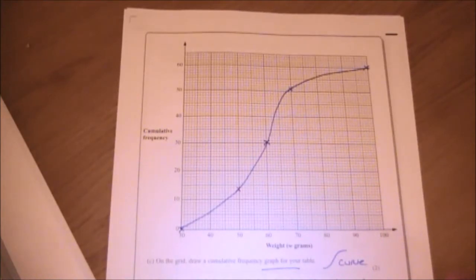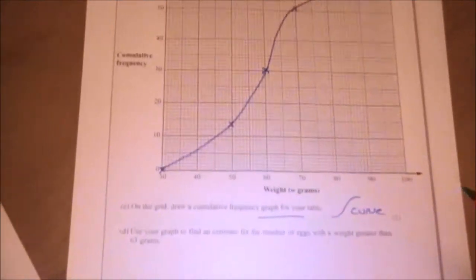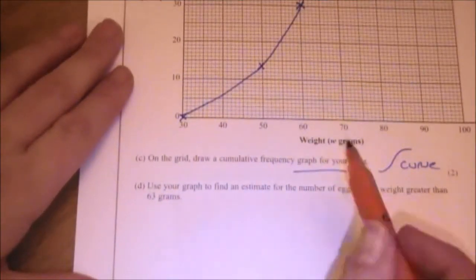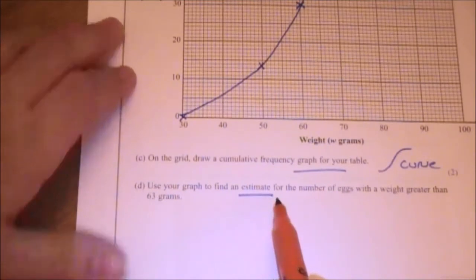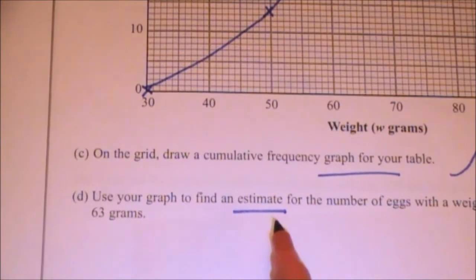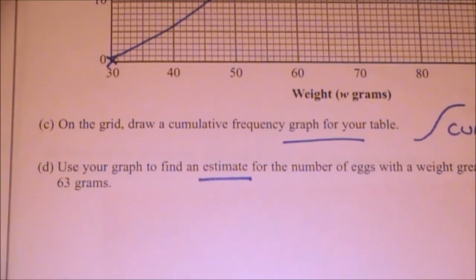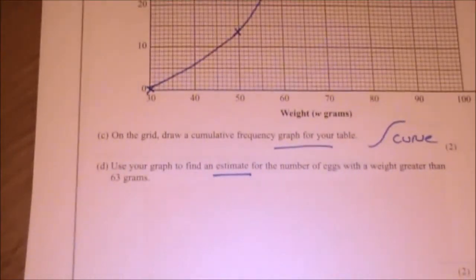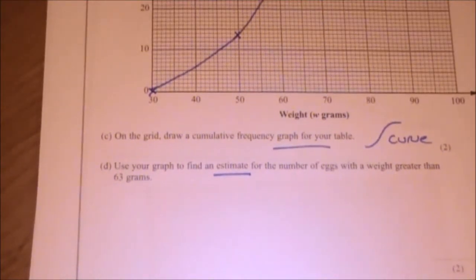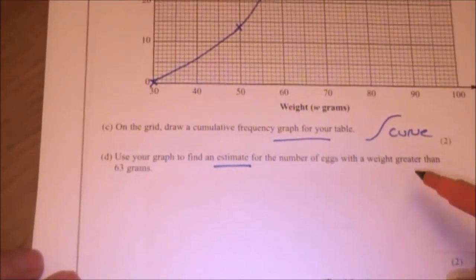Now, part D has asked me to use the graph to find an estimate for the number of eggs with a weight greater than 63. The fact it's asking me to estimate again means in this case that you've got to use your graph. So make sure that you are showing the examiner that you're using the graph. So I'm going to use my graph to find an estimate for the number of eggs with a weight greater than 63 grams. A lot of people get confused in this question. It's worth 2 marks and they think it's a little more straightforward than it actually is.